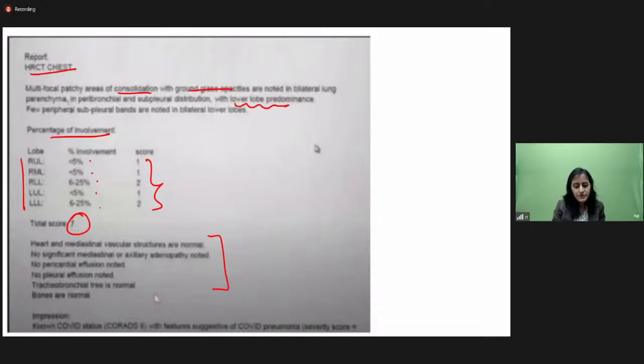Now this patient was a known COVID-positive case by RT-PCR, so even if you see that the score is 7, which goes into mild, we call it CORADS 6 because it's a proven case of COVID. So CORADS does not indicate the severity of the disease. Remember this. CORADS just indicates how much suspicion there is of this patient having COVID. It's your CT score which tells you how much of the lung parenchyma is involved.